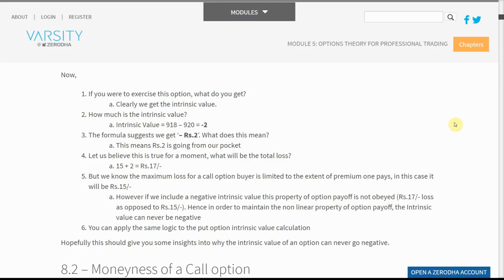What will be the total loss? 15 plus 2 equals 17 rupees per share. But we know the maximum loss for a call option buyer is limited to the extent of the premium one pays. In this case it will be 15 rupees per share.